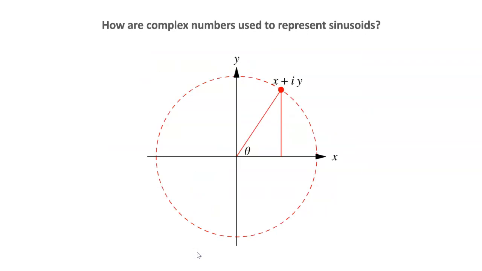Now, if you have an Argand diagram and you pick a point, draw a line from that point to the origin, then that line represents the magnitude or the amplitude of a sinusoid, while the angle created from that line to the x-axis is used to represent the phase angle of a sinusoid.